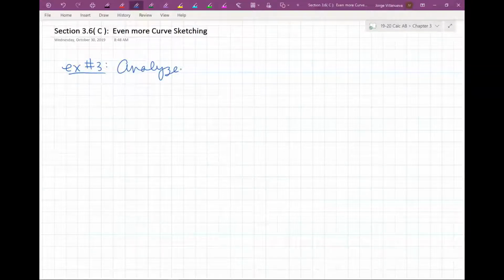So we're going to analyze f of x equal to 4x cubed minus 2x squared. And that's going to be our function. All right, so 4x cubed minus 2x squared. So this one I'm making it a little bit easier for us.